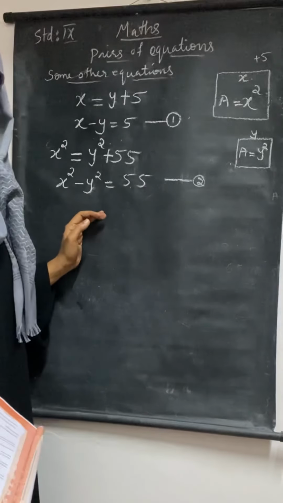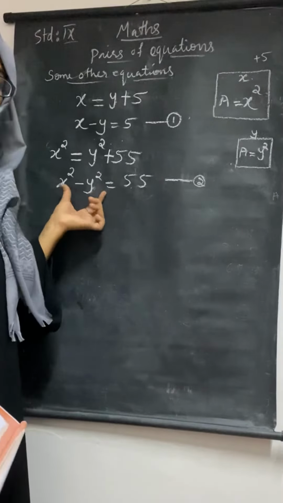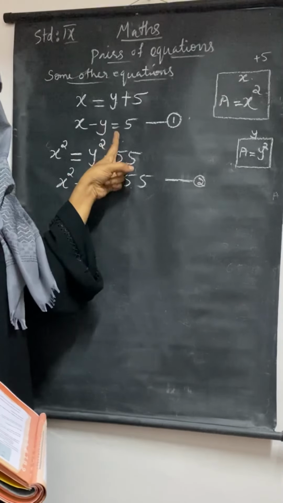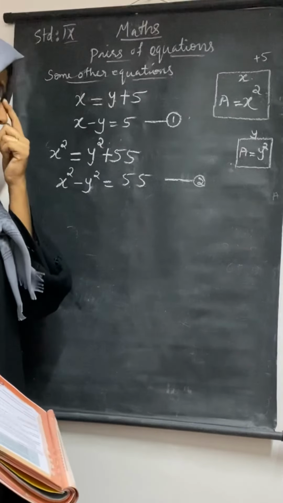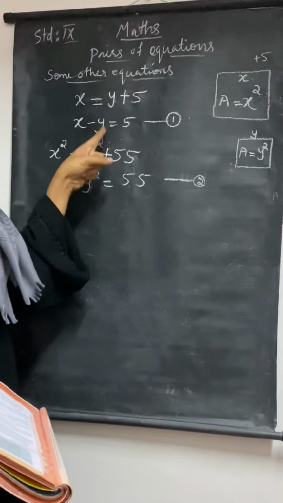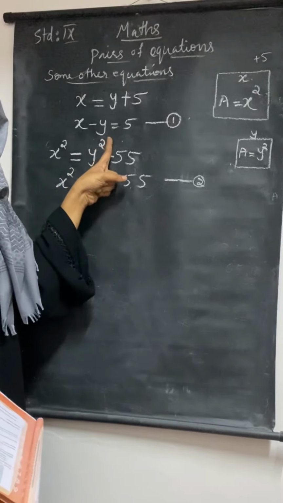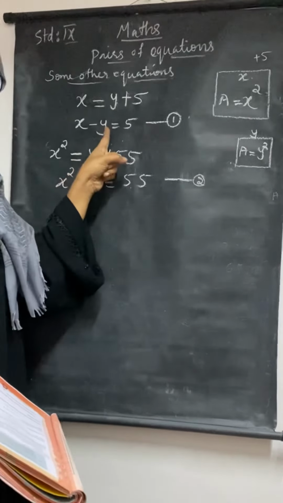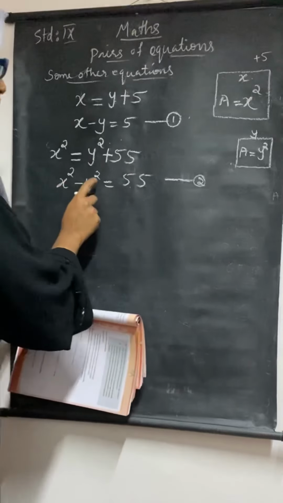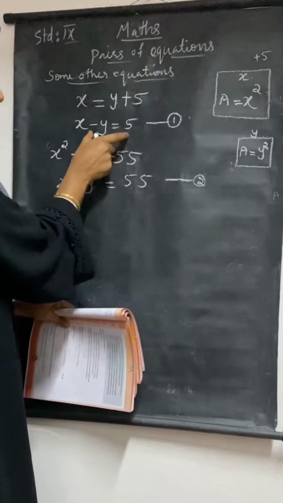So what we are going to do is change this equation into this form, because a square is there. Whenever squares come, you have to change into this form. I'll tell you how to do this. So x square minus y square we have to change into this form.